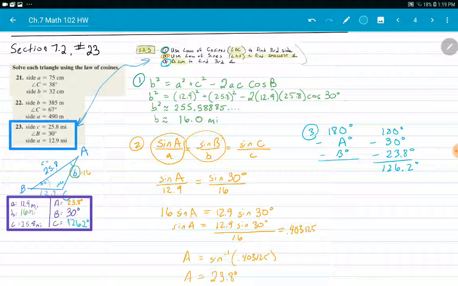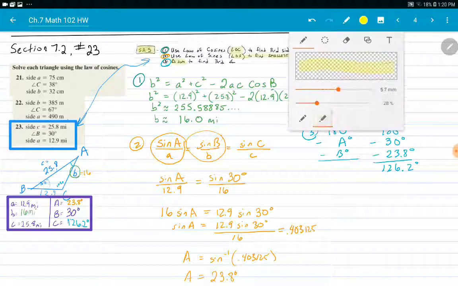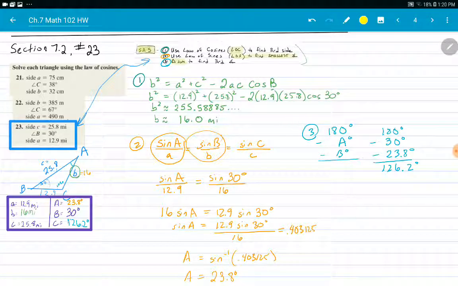Okay, and that looks like my final solution. My chart is full. My angles add up to 180 degrees for a little double check. My sides look like they make sense. And that is done.